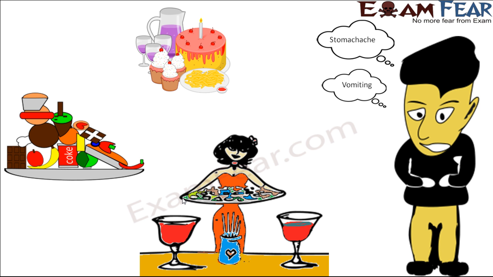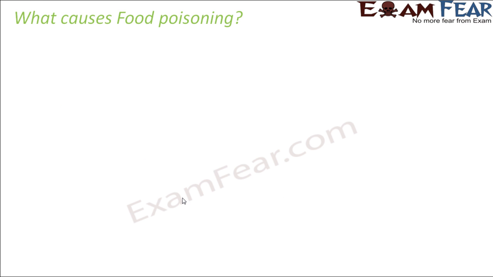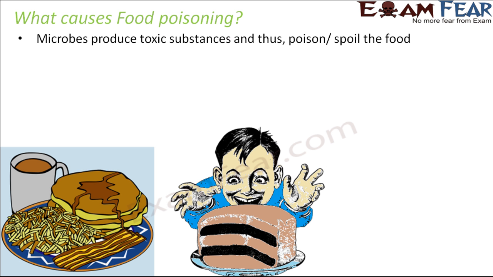The food which you ate, even though it was edible and worth eating, was somehow poisoned by microorganisms. Therefore, when the food entered your body, it was no more the same food, but it turned out to be a poison. So in this section, we will understand how microbes turn food into poison. Let us see what causes food poisoning.